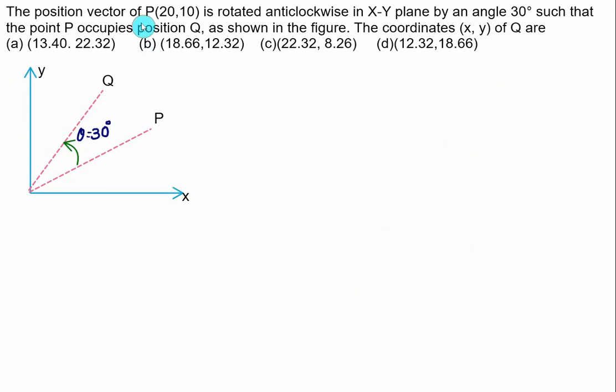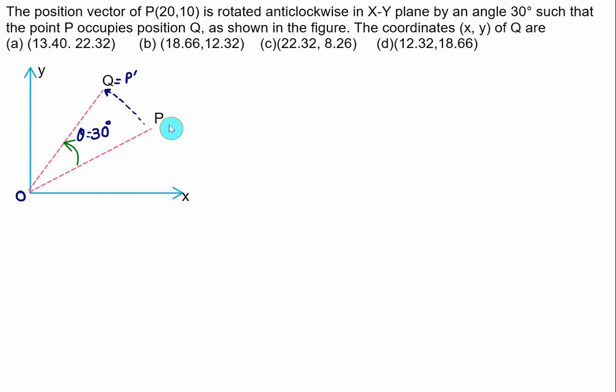The position vector of point P, which is 20, 10, is rotated anticlockwise in the xy plane by an angle equal to 30 degrees, such that the point P occupies the position Q as shown in the figure. The coordinate xy of point Q you have to calculate. This entire rotation is taking place about the point O, and the point P will shift to the new position Q. So the point P prime will be the same as the coordinate of point Q, and we have to find out the coordinate of point Q.